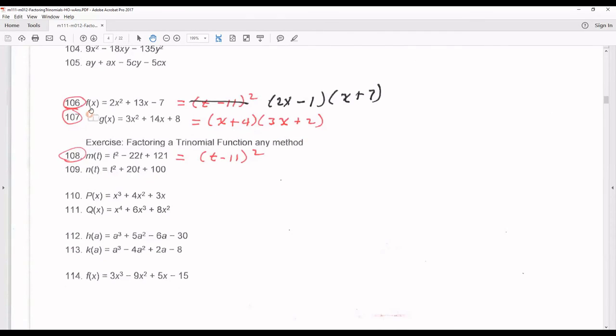Only difference here, we haven't really discussed yet set function notation in number 106, 107, but basically you still factor them the same way, and we'll deal with that a little bit later. This value factors into 2x minus 1, x plus 7. This one factors into x plus 4, 3x plus 2. And on problem number 108, again, just the factoring portion of this thing gives you t minus 11 quantity squared.